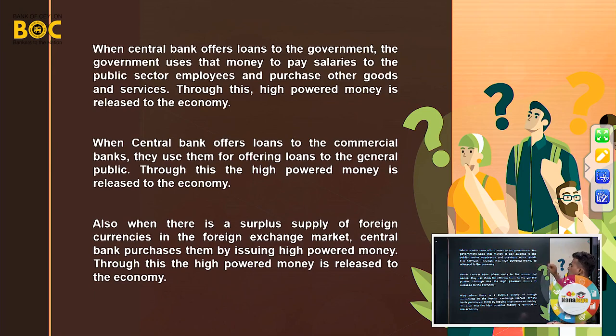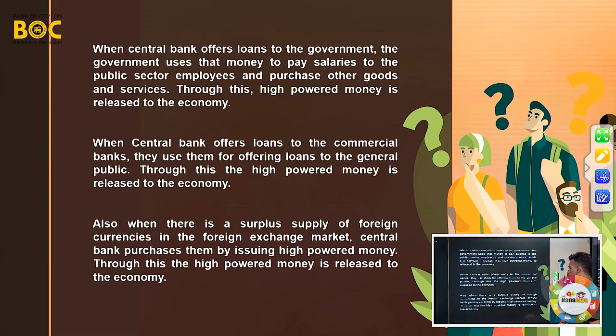So in the first paragraph, when the central bank offers loans to the government, it uses that money to pay salaries to the public sector employees and purchase other goods and services. Through this, high-powered money is released to the economy, as we discussed. So in the first paragraph, we are explaining how the loans offered to the government create high-powered money in the economy. Second, when the central bank offers loans to the commercial banks, they use them for offering loans to the general public. Through this, high-powered money is created. Also, when there is a surplus supply of foreign currencies in the foreign exchange market, the central bank purchases them by issuing high-powered money.